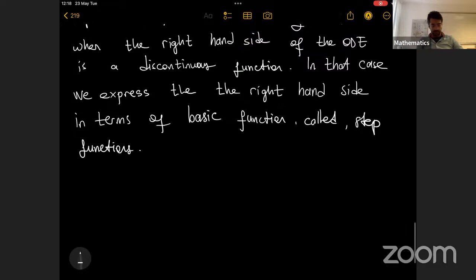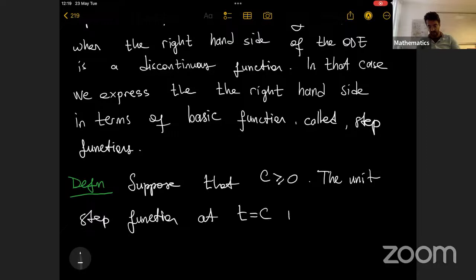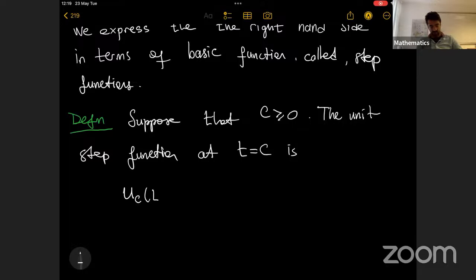Well, what's a step function? Let's define this. Suppose that c is positive, then the unit step function at t equal to c is denoted by u_c(t). It's a function of t, and it is zero if t is less than c, and one if t is greater than or equal to c, okay?